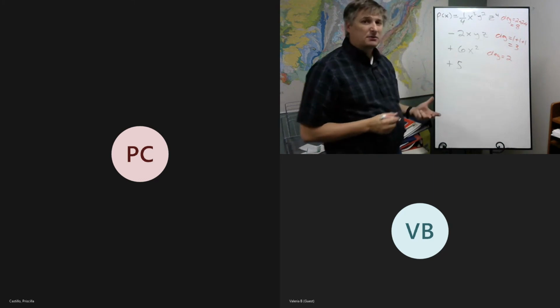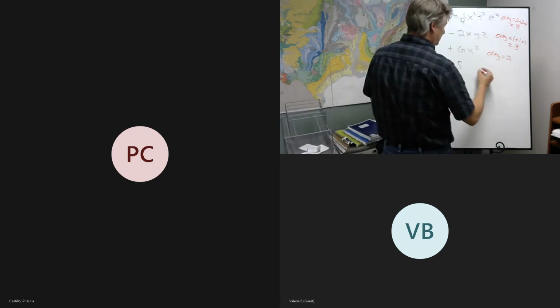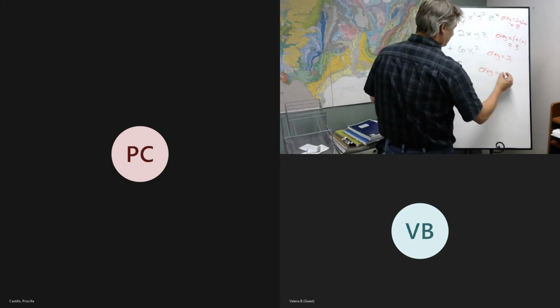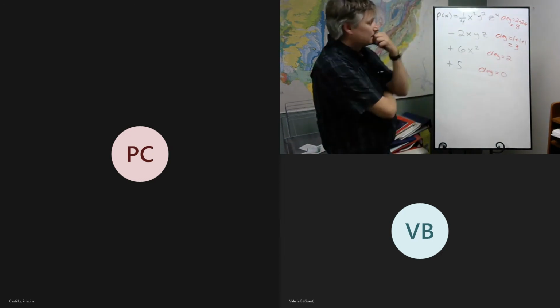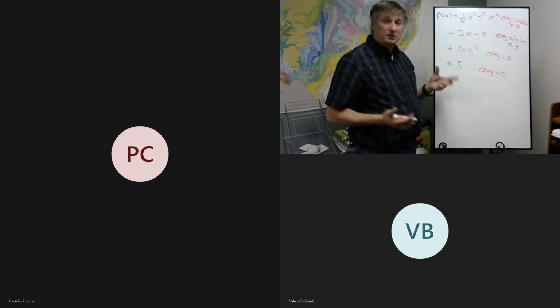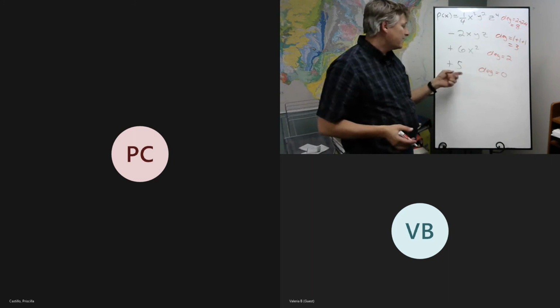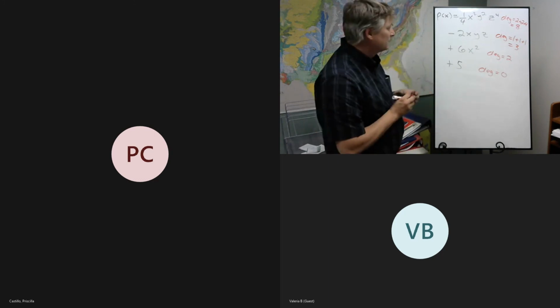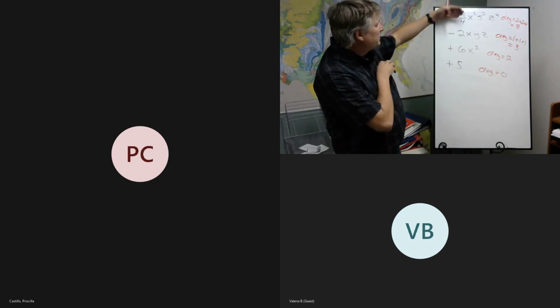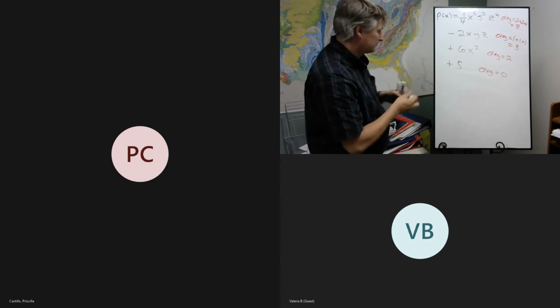And then when you have a constant term like this, it has a degree of 0. So this is something we're always going to do with constant terms. We say they have a degree of 0. So what's the degree of this polynomial?